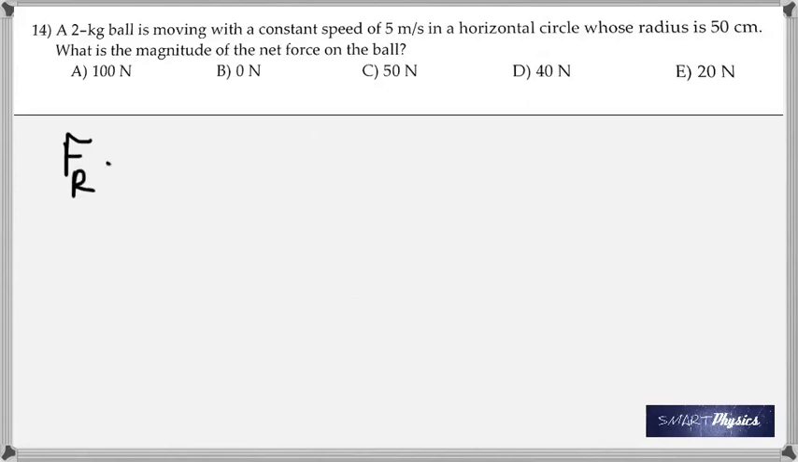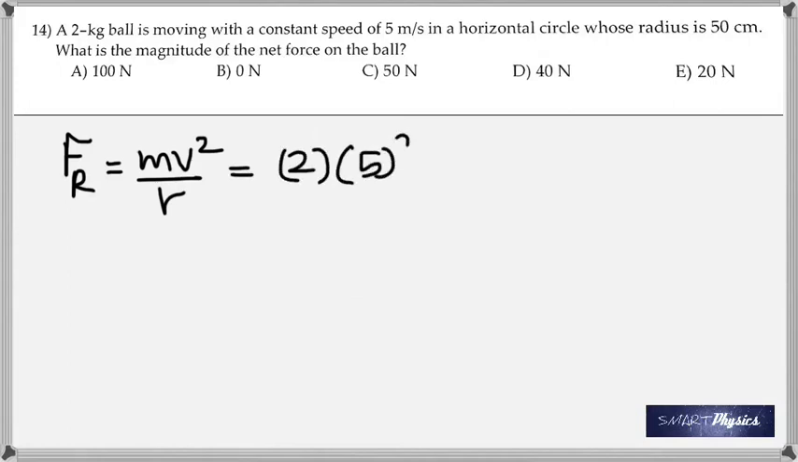Therefore, the only force here is the centripetal force given by mv squared by r, which is the mass 2 times 5 squared divided by 0.5, because centimeter has to be changed into meter, and you get 100 newtons. That is the net force acting in this case.